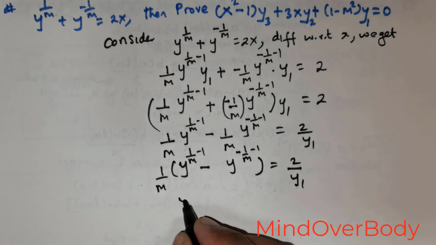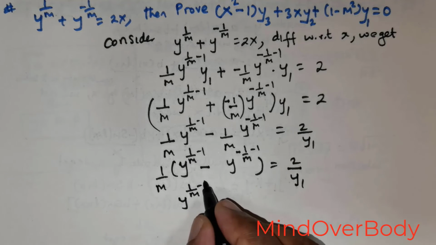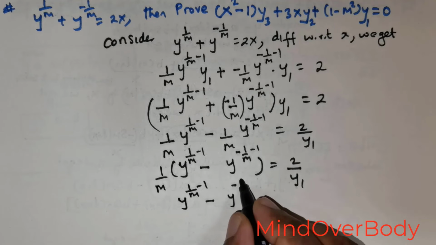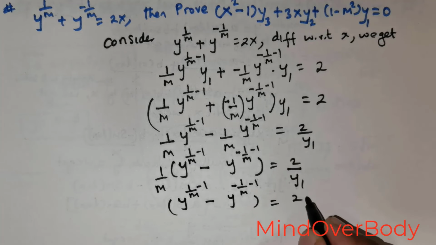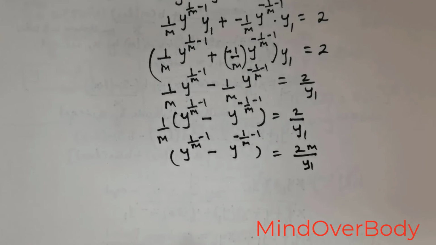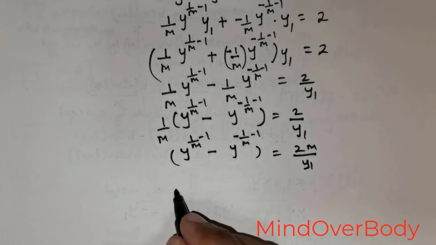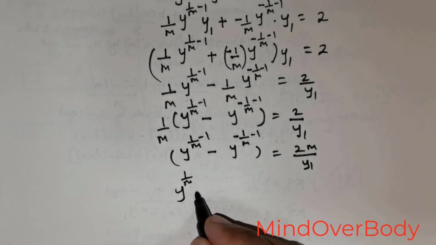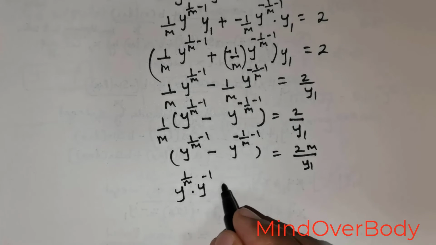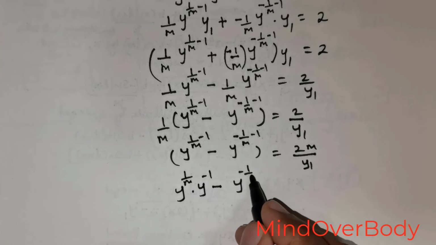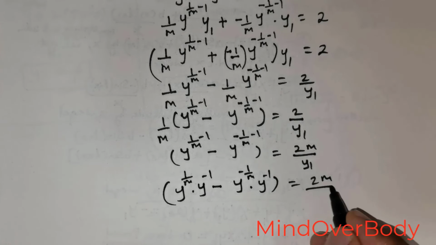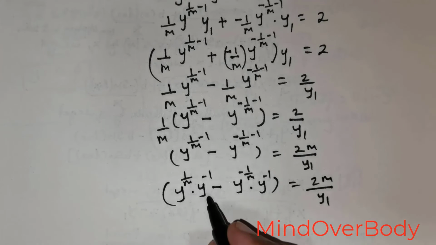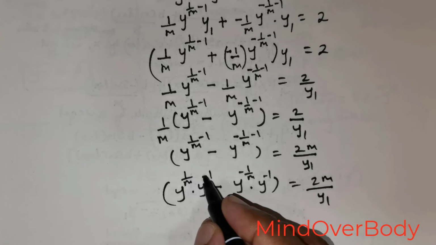If I were to do that, this is going to be y raised to the power of 1 over m minus 1, minus y raised to the power of negative 1 over m minus 1, is equal to 2 times m over y1. Now next I would like to rewrite this as y raised to the power of 1 over m times y raised to the power of negative 1, followed by a negative sign, y raised to the power of negative 1 over m times y raised to the power of negative 1, is equal to 2 times m over y1. Now what I wish to do is push this y raised to the power of negative 1 down.